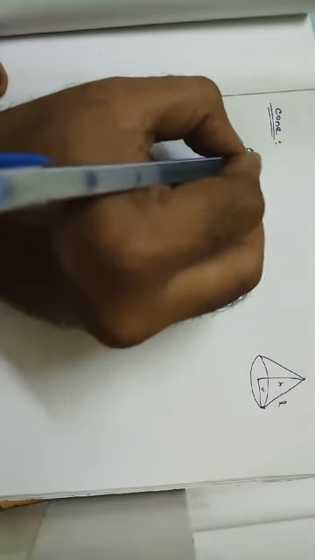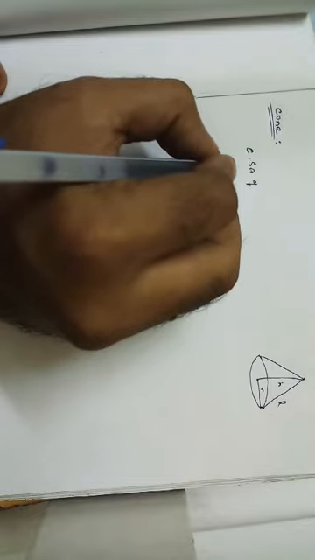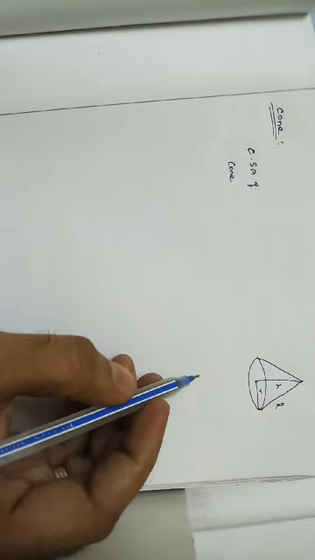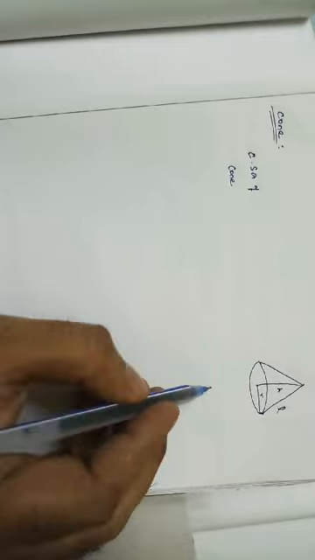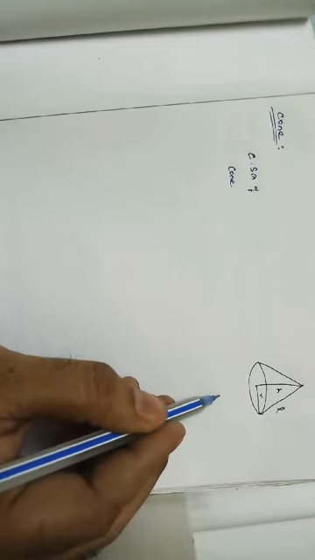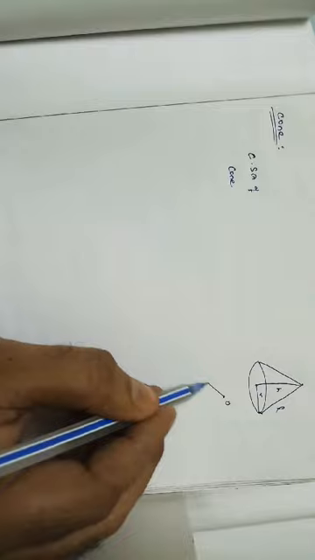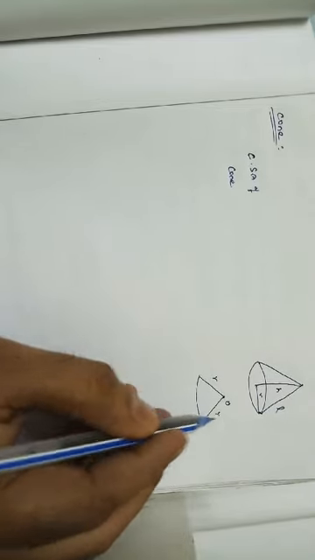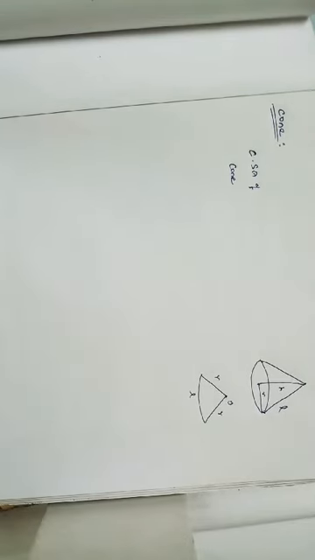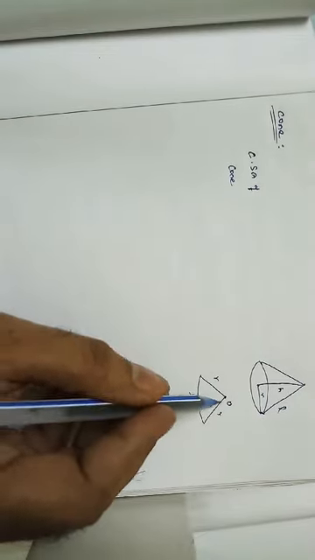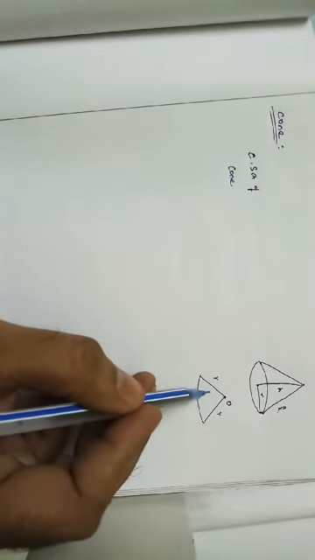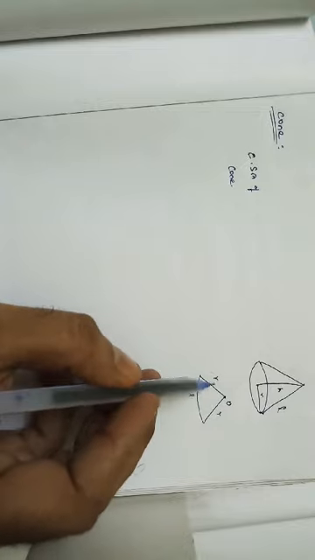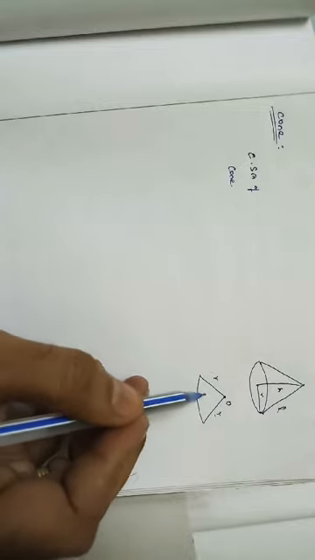Understood? The next formula is the CSA of a cone, right? Do you know what is meant by a sector? A part of a circle, right? This is the center point, this is the radius, and this is the length of the arc. Next year you will study this very deeply. The area of a sector is the area enclosed between two radii and the arc. That is the area of a sector.